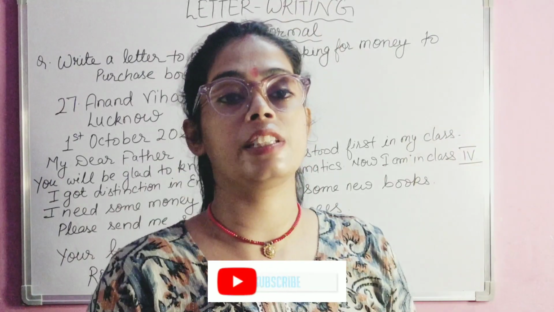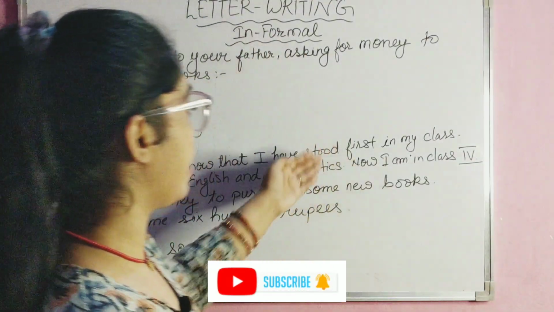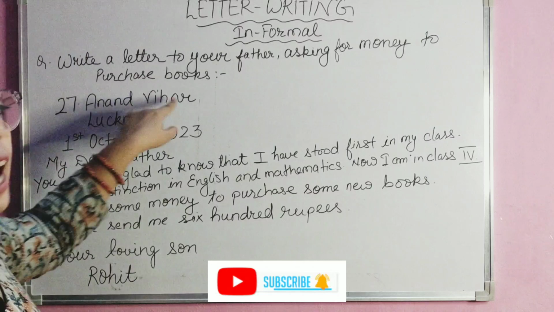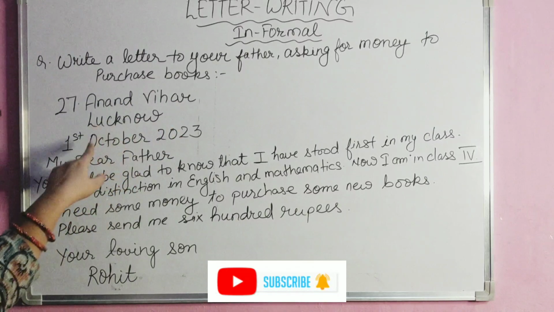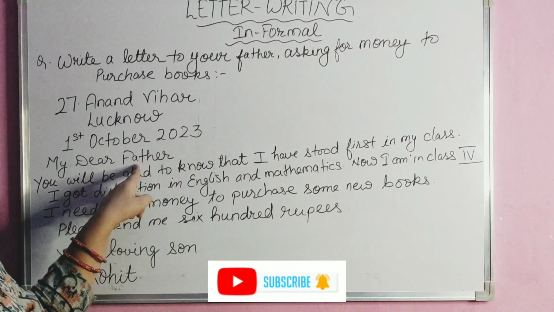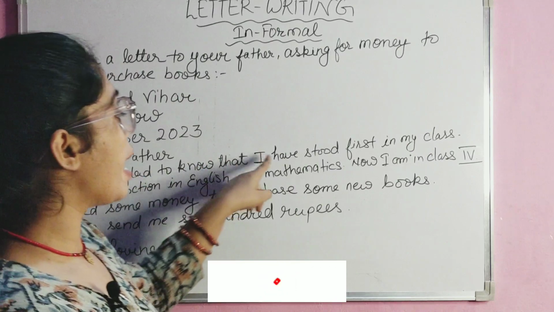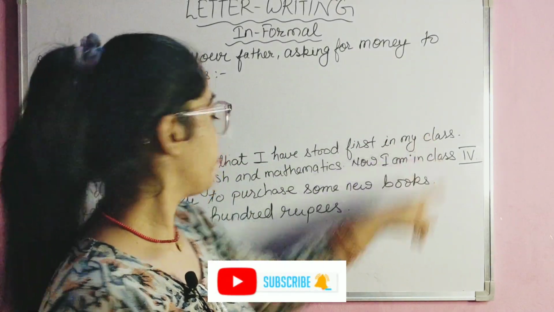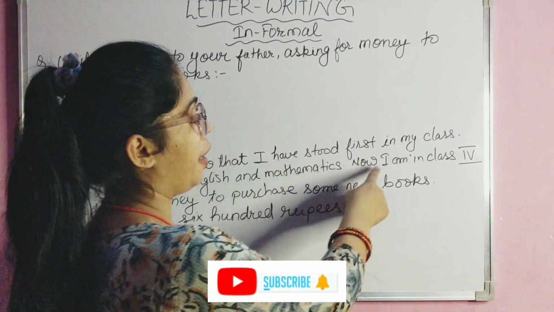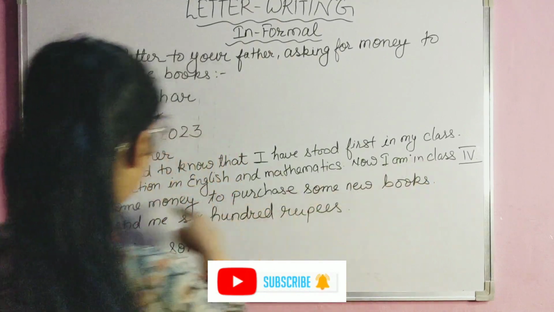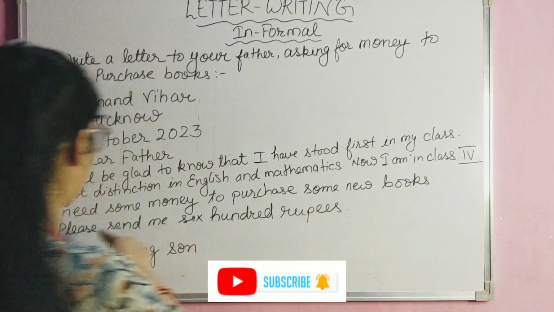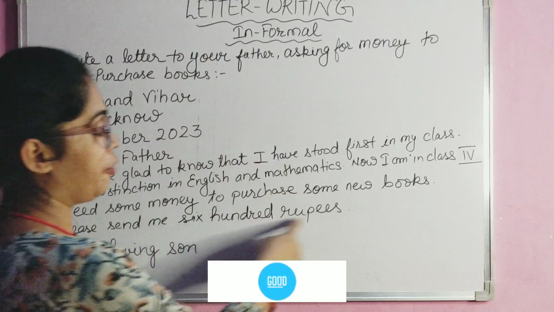You have to write the full message. You can write it in short also, as you can see I have written here. I will repeat it again. 27 Anand Vihar, Lucknow, 1st October 2023. My dear father, you will be glad to know that I have stood first in my class. I got distinction in English and mathematics. Now I am in class 4th. I need some money to purchase some new books. Please send me 600 rupees.